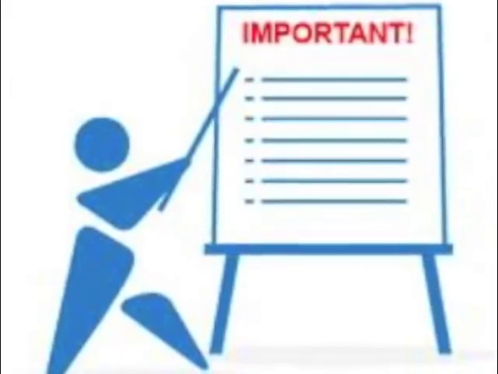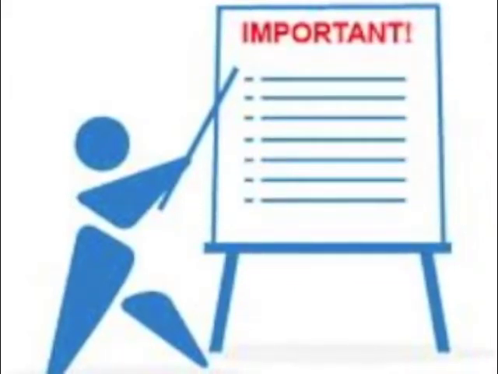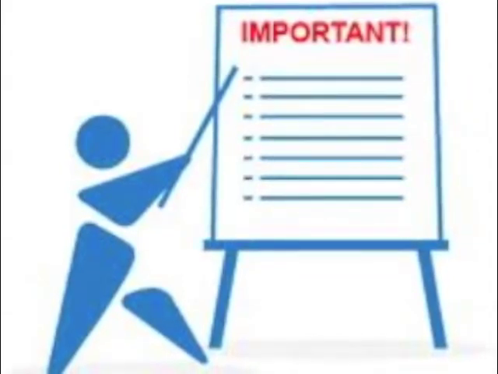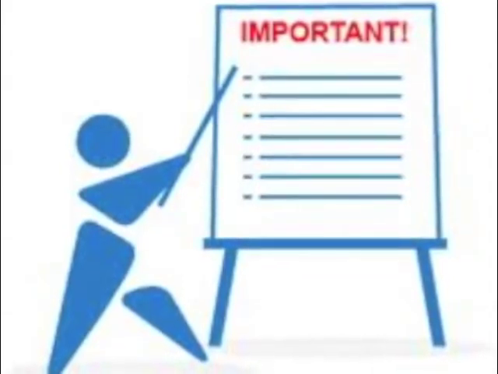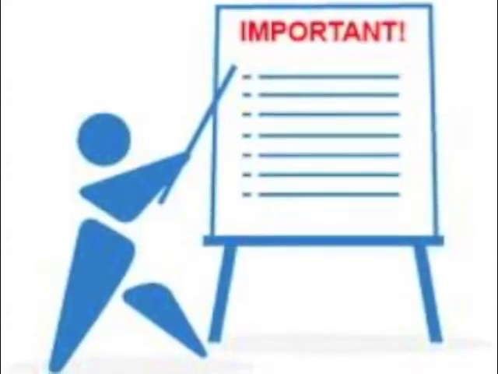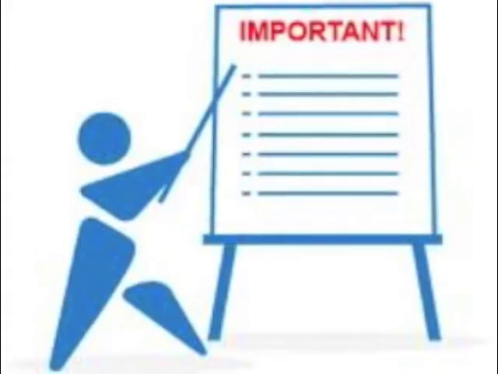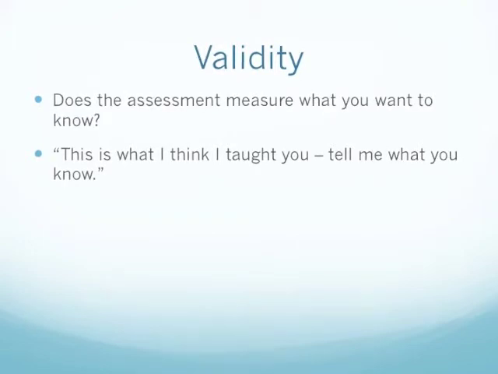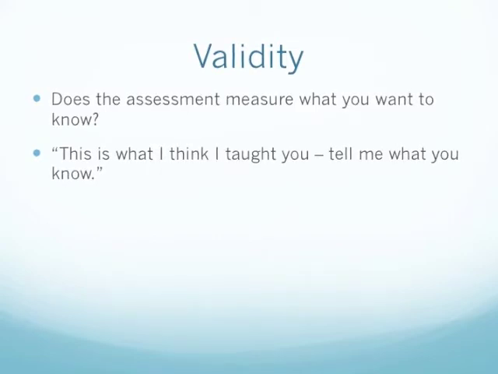Before we start talking specifically about selected response tests, I want us to take just a moment to think about a couple of very important terms that we need to be familiar with as we start discussing more and more types of assessment. One of them is validity and one of them is reliability. Validity refers to the degree to which a test measures what it's supposed to measure, or the degree to which you as a teacher are assessing the things that you think you're assessing.